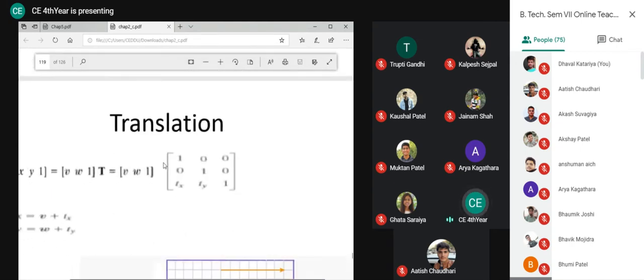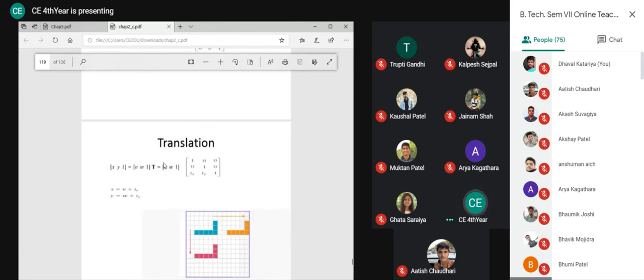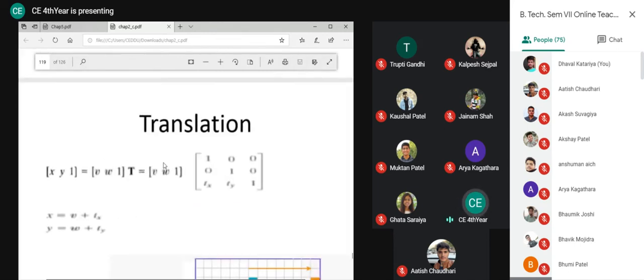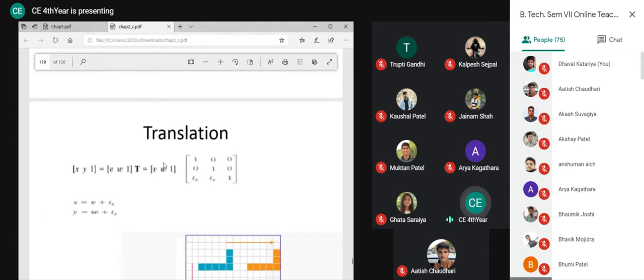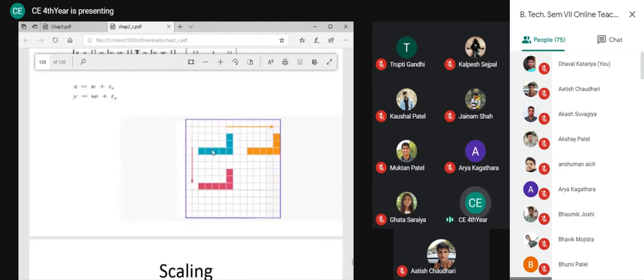Here I can show you translation. What is translation? This is my image, and these are the pixels of my image. I want to translate it in this direction. You know that the horizontal direction in image processing we consider as the y direction, and the vertical direction we consider as the x direction.